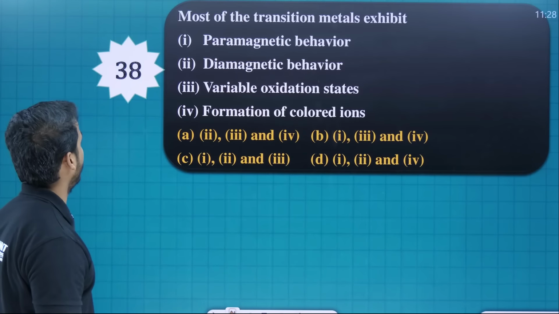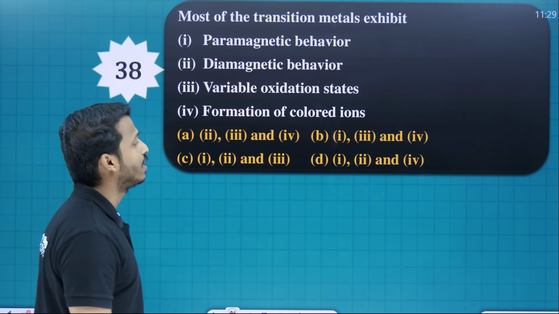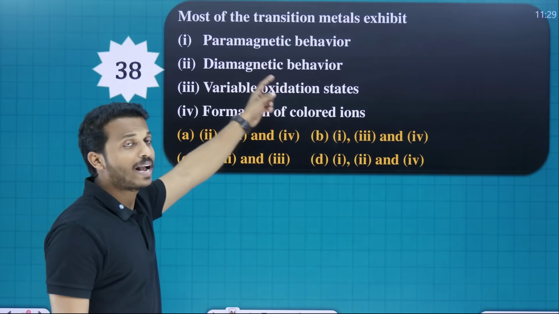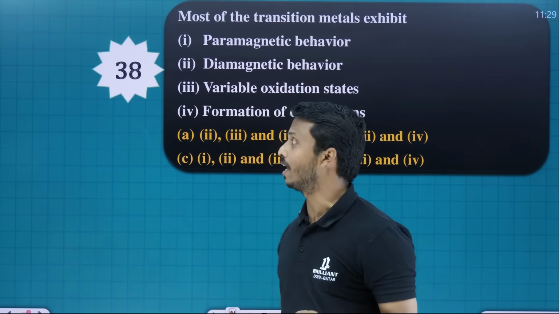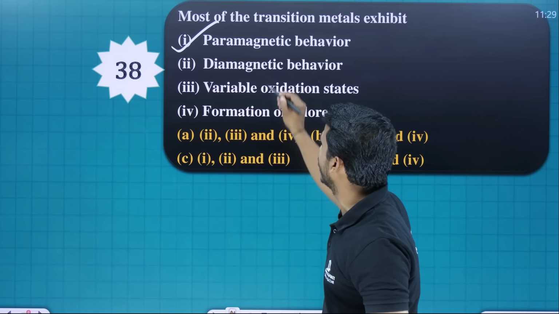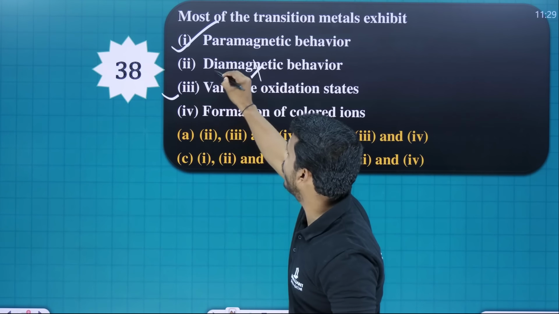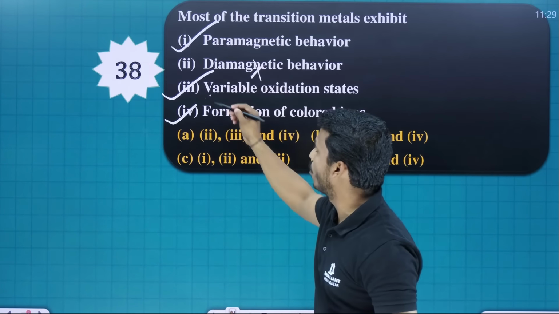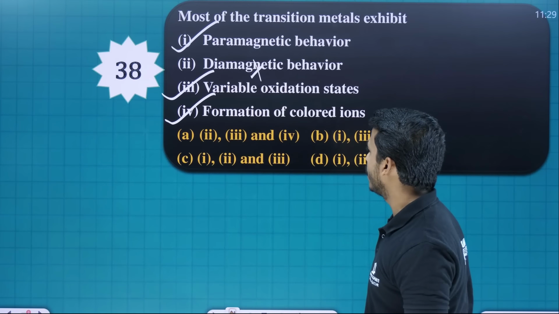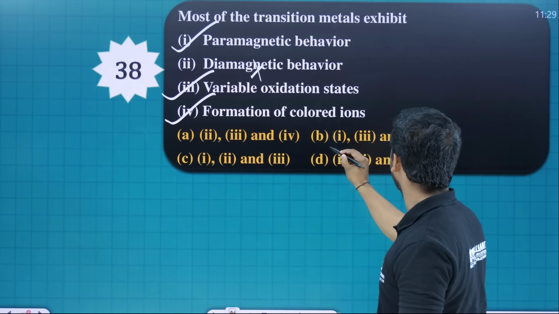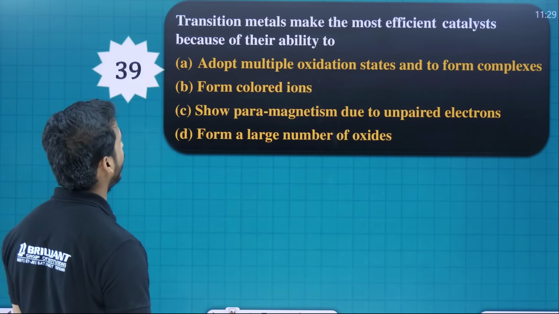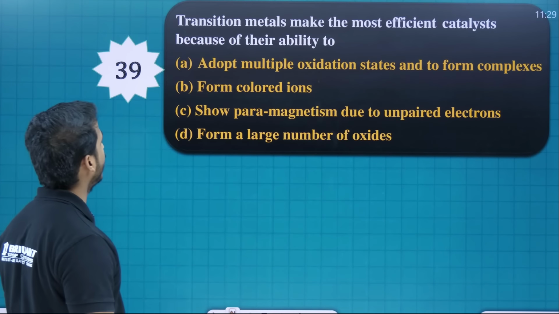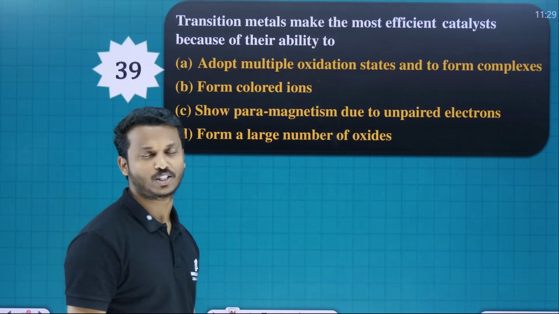Careful. Next one. Most of the transition metals exhibit paramagnetic, yes dear. Most of the transition metals have high unpaired electrons, they are paramagnetic, not diamagnetic. They show variable oxidation state. Yes, they form color also. So 1, 3, 4. Yes, these all are correct. Next one. Transition metals make the most efficient catalyst because, already we discussed this one.